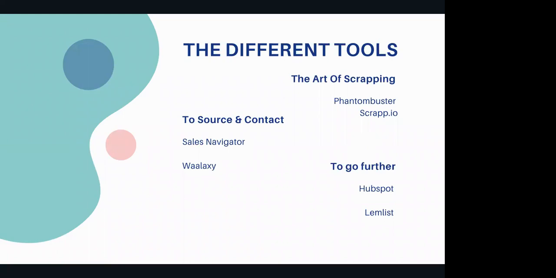So the different tools that we are going to see. For scrapping, I use Phantom Buster and Scrap.io. I will explain later what scrapping is if some of you are not comfortable with that word. And to source and contact, I use Sales Navigator and Wallaxy. And then we are not going to spend a lot of time on it, but to go further, we also use HubSpot and Lemlist.